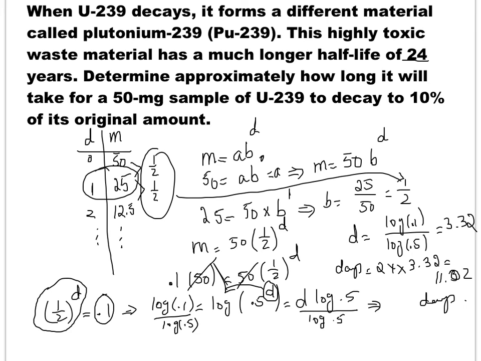So it takes about 11 days for the 50 milligrams of U239 to decay to 10% of its original. 10% of 50 is going to be 5 milligrams. So 45 milligrams is going to be converted to Pu239.